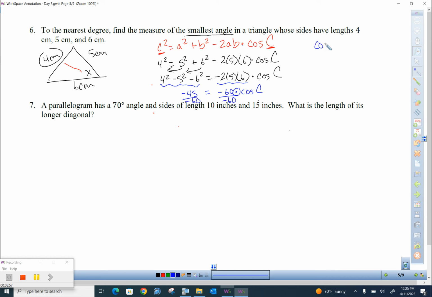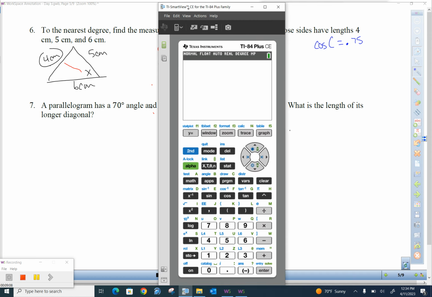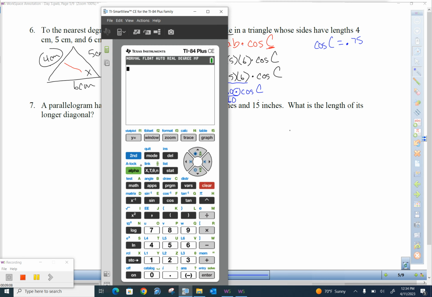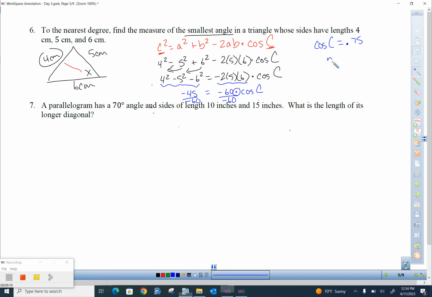Now, when we have cosine C, this can be a positive ratio or a negative one. In this case, it's a positive 0.75. And our last step is going to be using our inverse to solve. Okay, so inverse cosine today, 0.75. And it says to the nearest degree, so it's about 41 degrees.